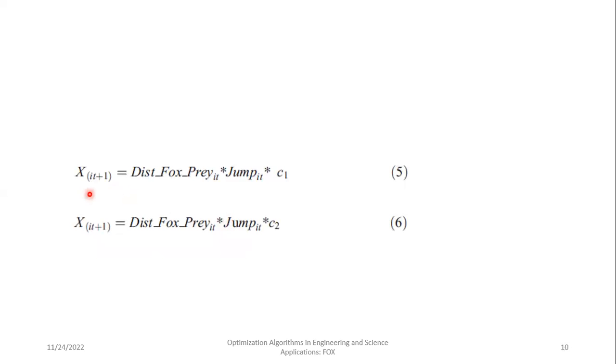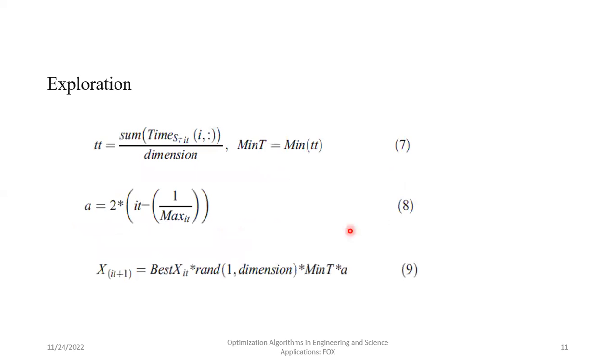And here we have either northeast or the opposite, the jump. So this is the new fox agent position. It will be found either this way, if it jumps northeast, or the opposite, which is equation 6.